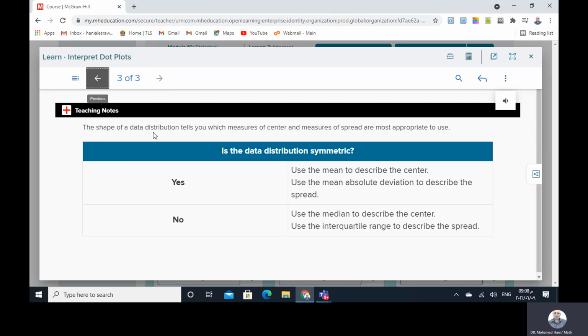The shape of the data distribution tells you which measures of center and measures of spread are most appropriate to use. Is the data distribution symmetric? If the data is symmetric, use the mean to describe the center and use the mean absolute deviation to describe the spread. If not symmetric, use the median to describe the center and use the interquartile range to describe the spread.